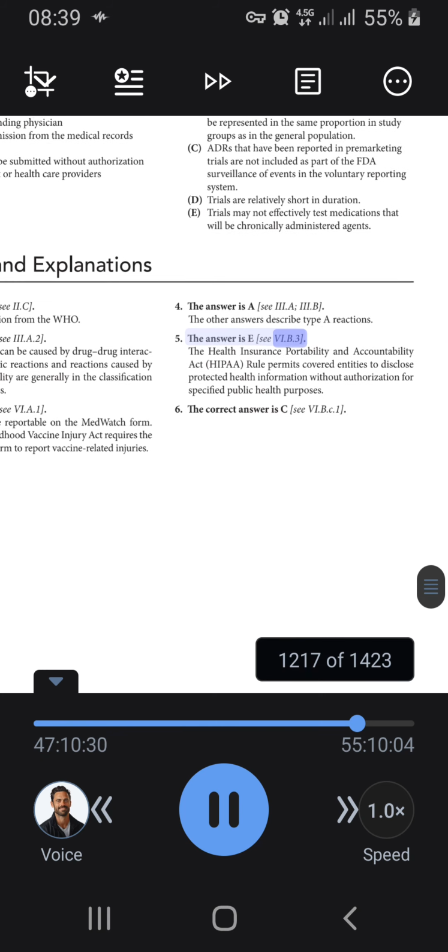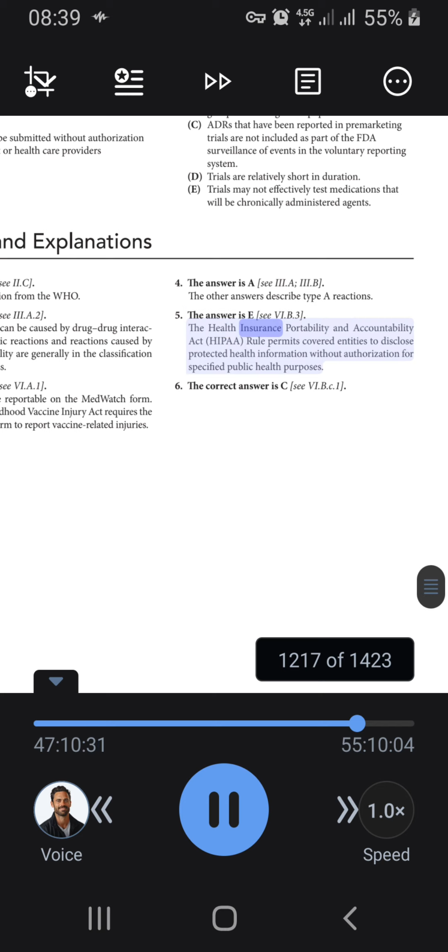5. The answer is E. The Health Insurance Portability and Accountability Act, HIPAA, rule permits covered entities to disclose protected health information without authorization for specified public health purposes. 6. The correct answer is C.